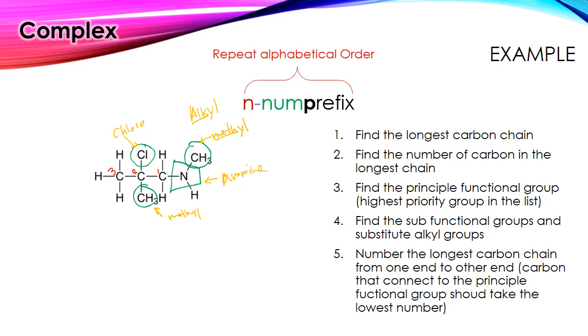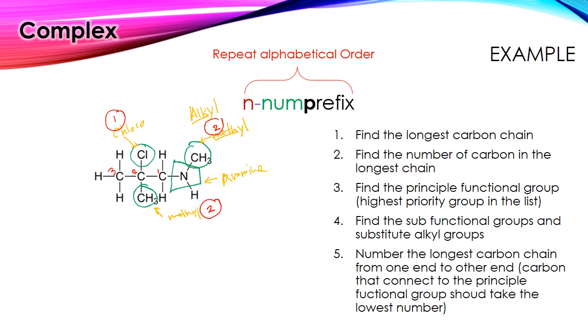So here there are 2 subfunctional groups, one methyl, the other one is chlorine. Therefore, I have to put first chlorine, then second methyl. Why? Because M comes after C, according to alphabetical order we have to take. Then we will write down this name.